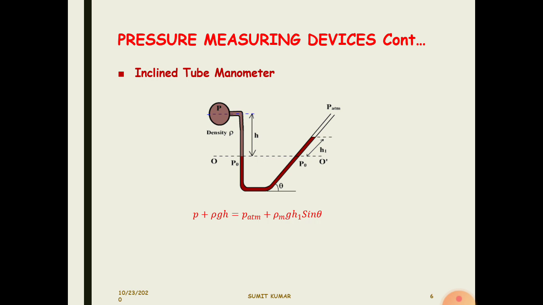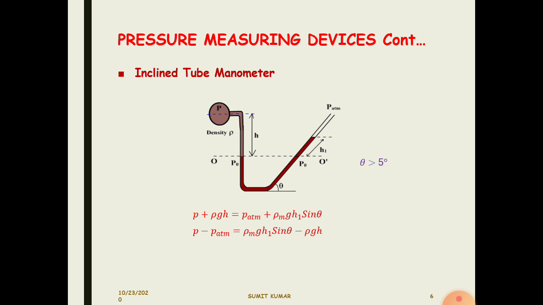To measure the low pressure with high precision, an inclined manometer is used. The equation of hydrostatic equilibrium at O dash can be written as mentioned here. It is noted that always take the vertical distance of the fluid column while writing the hydrostatic equation. From this expression, the pressure can be found.